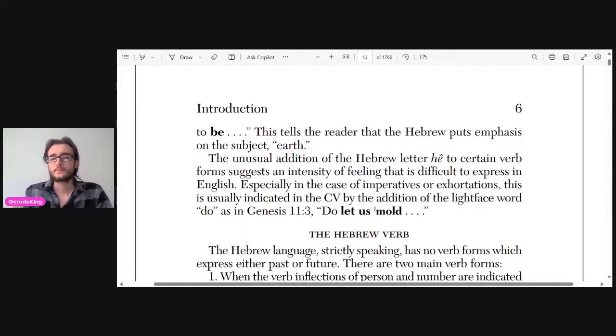The unusual addition of the Hebrew letter he to a certain verb form suggests an intensity of feeling that is difficult to express in English, especially in the case of imperatives or exhortations. This is usually indicated in the CV by the addition of the light-faced word do, as in Genesis 11:3, do let us mold.